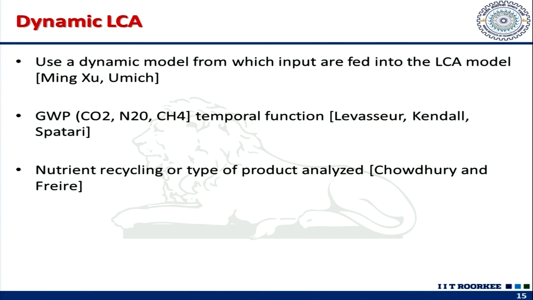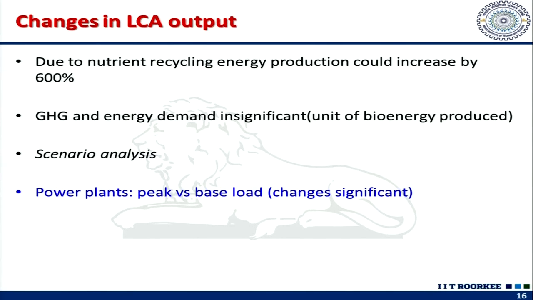So to some extent it is similar. Other than that, let us look at how those numbers are changing because of these dynamisms. For example, in our study we found that energy production increased by 600% from the original values because of nutrient recycling. But if I look at the GHG emissions and energy demand with respect to the product produced, they are insignificant. That means the dynamism does not affect these two impact categories much.